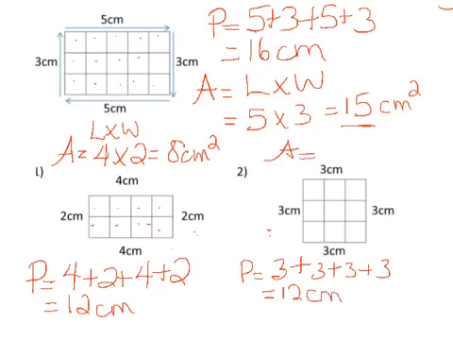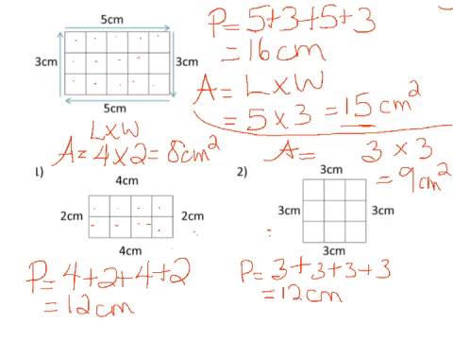Area, again, is length times width. I'm just going to draw a line here so I'm separating my work. 3 times 3, which would then give us 9 centimeters squared. So in fact, they don't have the same area, even though they do have the same perimeter. What we can tell about this shape is it's more of a square, and it in fact has a larger area. This one's a little bit more rectangular, and it actually has a smaller area.